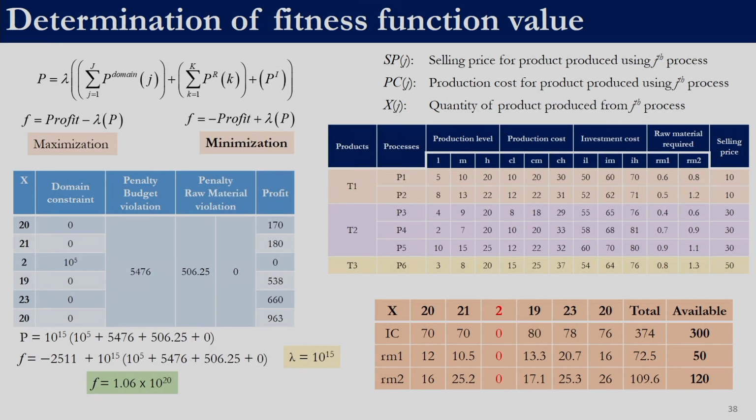So, we know how to calculate profit. Since there is only one investment constraint cost, we have the penalty incurred due to violation of the investment cost constraint. This is the sum total of all the penalties, that is the total penalty incurred for violating the domain constraints, for all the variables. And then we have k raw materials. We know how to calculate the penalty for every raw material, so there will be k such terms, and we need to sum these.